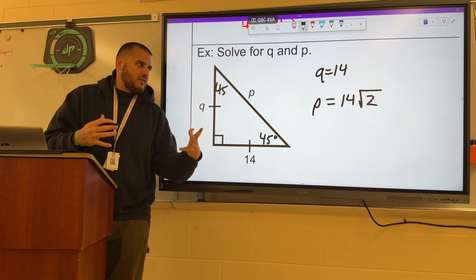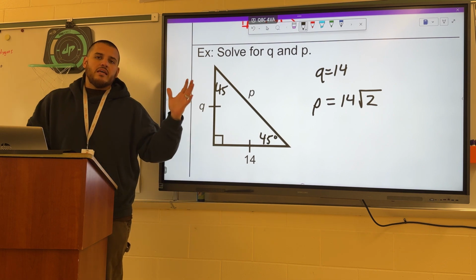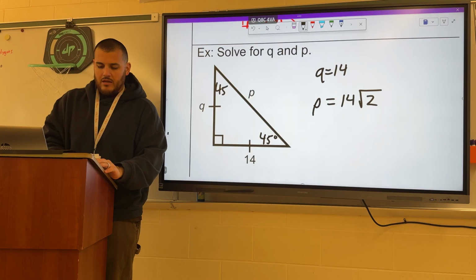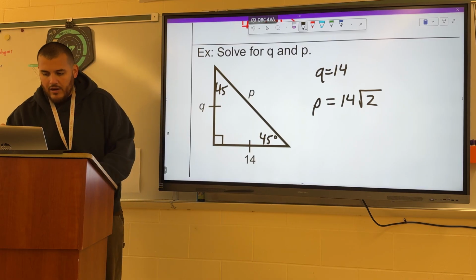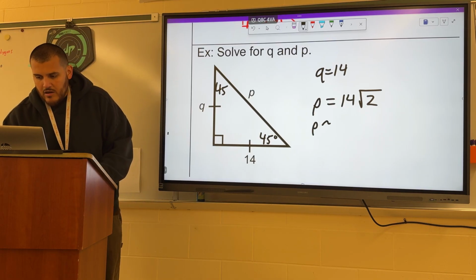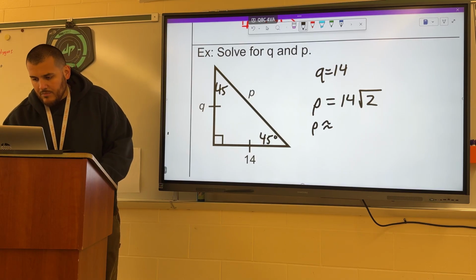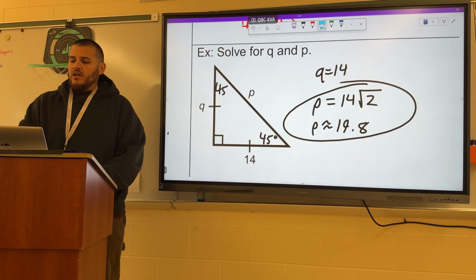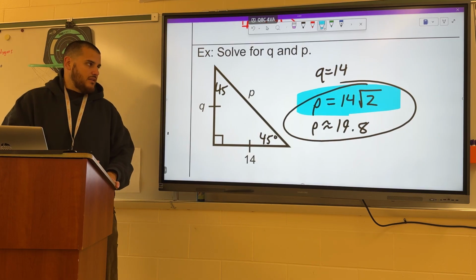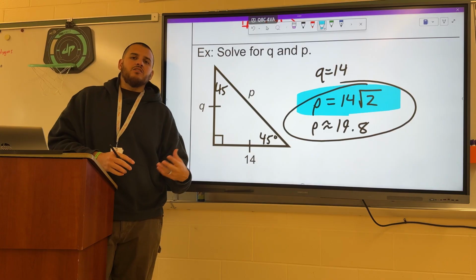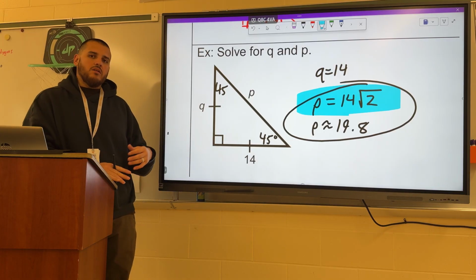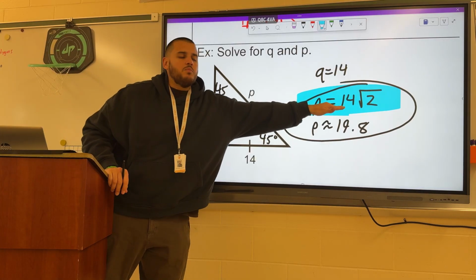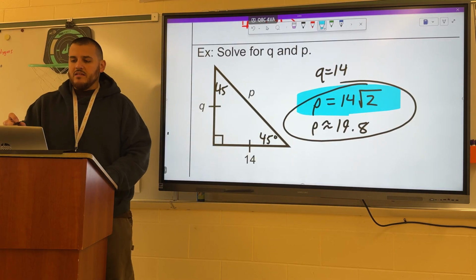If this was a standardized test, and you had multiple choice with rounded decimals, then we could go ahead and do 14 times the square root of 2. If we were rounding that to the nearest tenth, we would get about 19.8. Typically though, in these kinds of problems for special right triangles, we're looking for exact lengths. The idea here is that you don't have to do calculations in the calculator, that we have these simple rules to know what our lengths have to be. Just multiplying times the square root of 2 for P in this example.